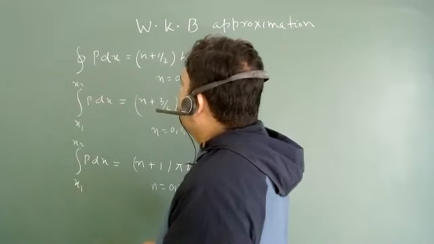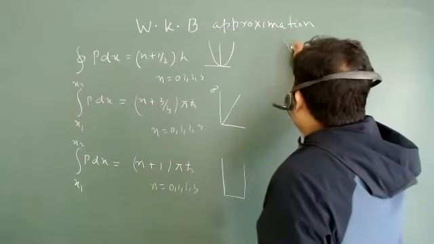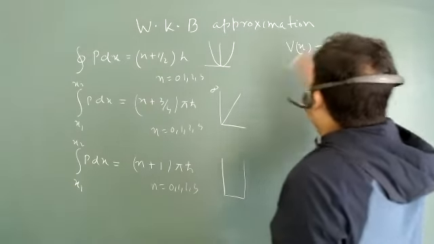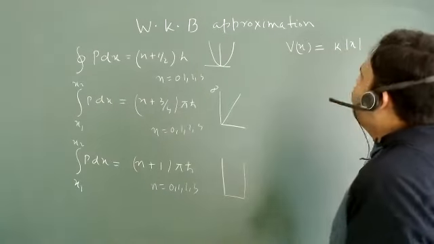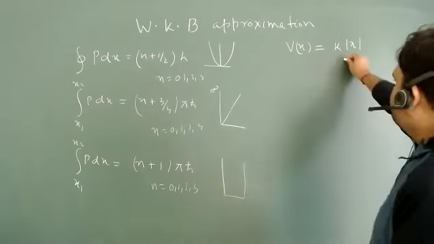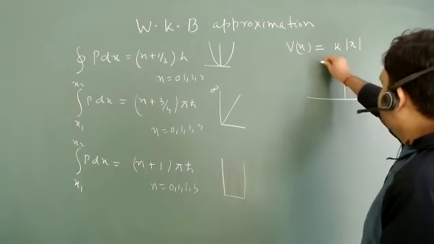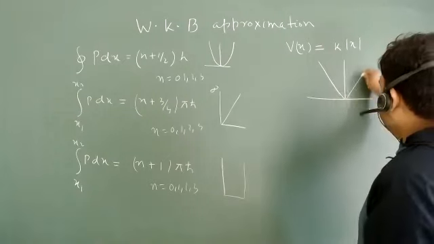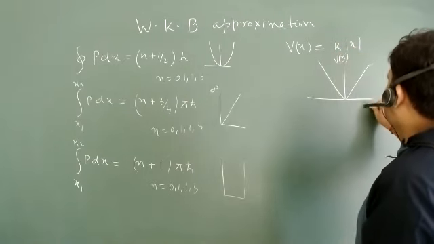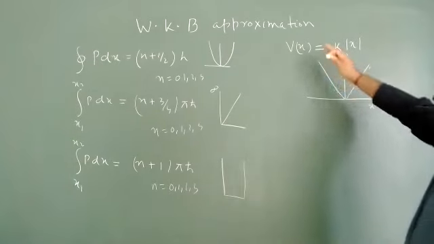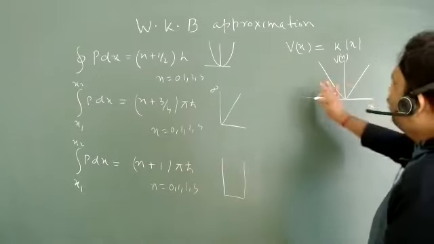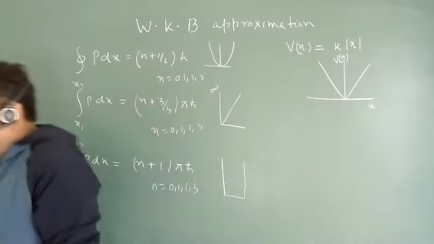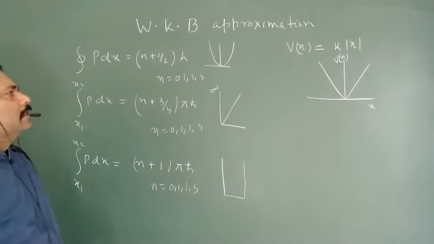Let's try to use this one, and we are taking my potential V(x) equal to, let's say, k mod x. This is a very nice potential. We can plot V(x) versus x, and this is smoothly changing. If we change x to x plus dx, the potential is also smoothly changing, and we have to find the energy for the bound state system, and we will go for the ground state energy.